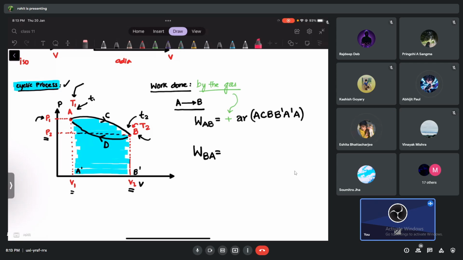Yes, sir. Okay, but this time, will it be the area under the whole graph or just below this BDA graph? Just below the BDA graph. Okay, this is D here, see, this is D. So this is BDA. Let me show you again properly. This is BDA. The area under that graph represents the work done by the gas in going from a state B towards a state A.